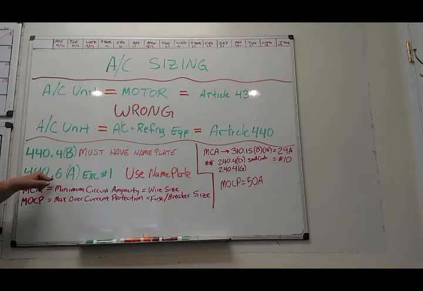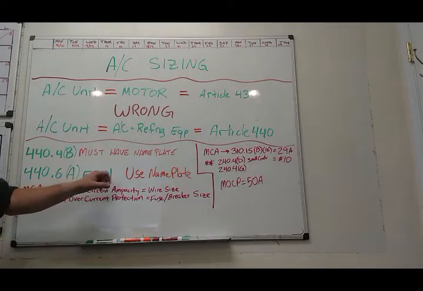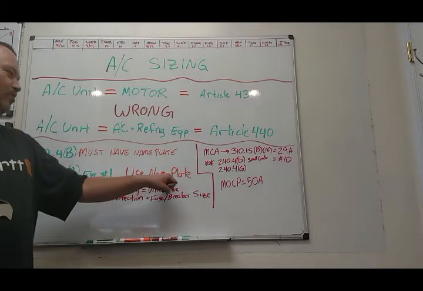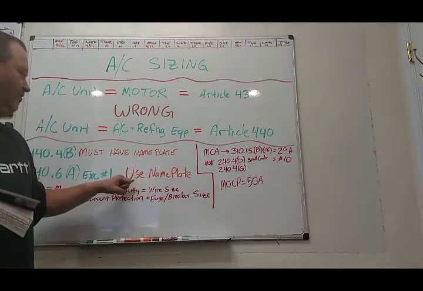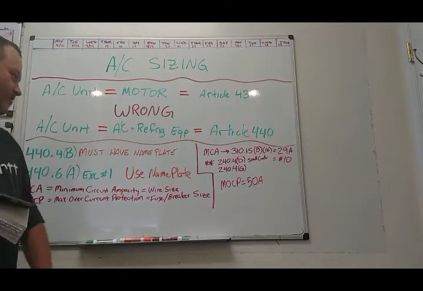In 440.6(A), Exception 1, it says if the nameplate has the information on it, you must use the nameplate. Don't do the math yourself. You use the nameplate. Okay?